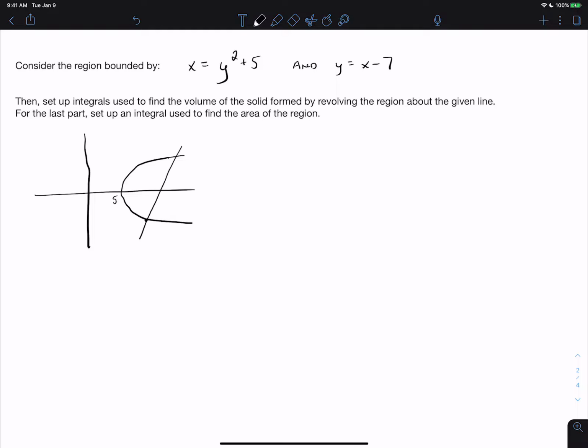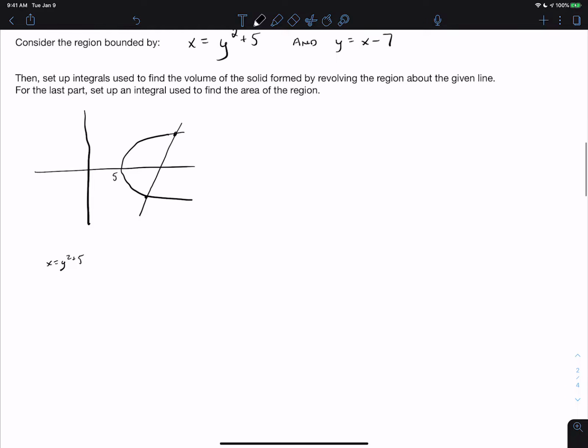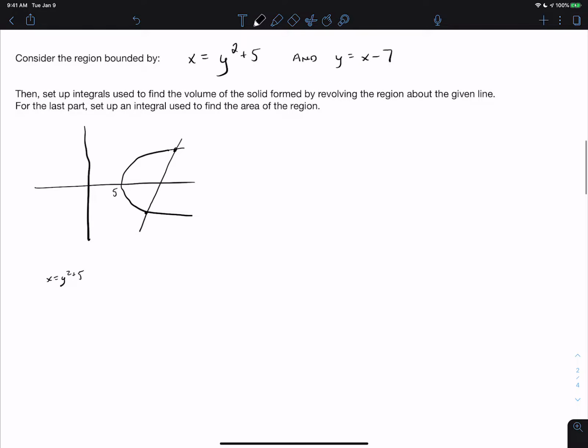We're going to go ahead and find the intersection points. To do that, we need to have the two equations solved for the same thing. So I've got x equals y squared plus 5. That is a little complicated to solve for y because of the plus or minus once you do the square root, so we're going to avoid that. We're going to take y equals x minus 7 and solve that for x. That gets me x equals y plus 7.